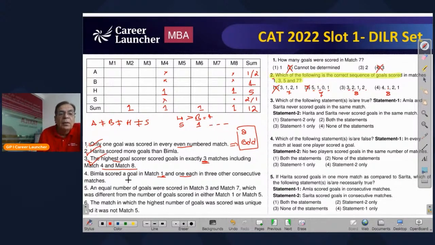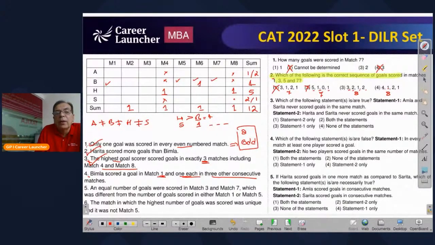Now, statement 4. Bimla scored in match 1 and 3 other consecutive matches. Which are the 3 consecutive matches in which Bimla can score? She has scored in match 1, and 1 each in 3 other consecutive matches. So the only possibility is these 3. As far as Bimla is concerned, she has to score goals in match 5, match 6, and match 7.